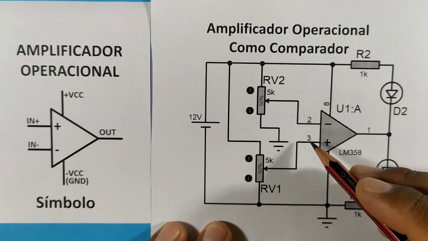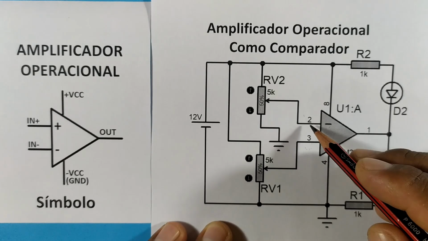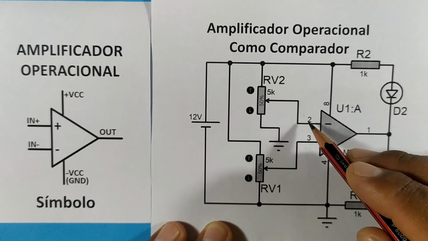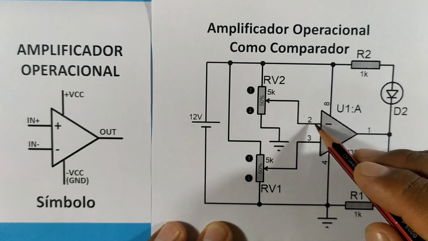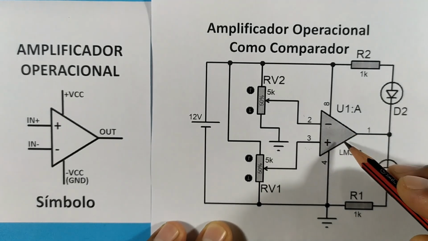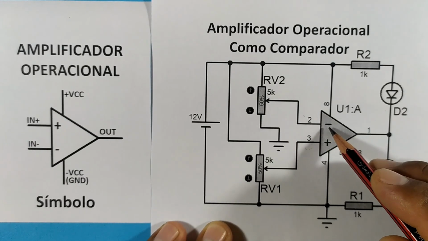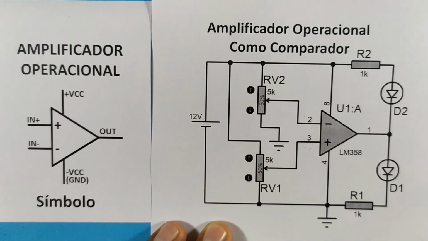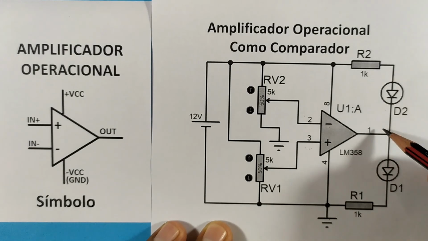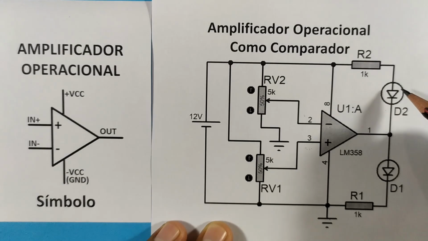As an example, in the case that pin 3 had 1 volt, and in pin 2 we had 5 volts. In this case, the voltage in pin 2, which is the inverter, would be greater than the voltage of the non-inverting pin. Since it is greater, the operational output will be what corresponds to its negative input in this case. The operational amplifier would give us minus VCC if it had that supply of minus VCC. In this case, it will give us 0 volts. By giving us 0 volts, because potentiometer 2 gives us a higher voltage, it will make LED 2 turn on.